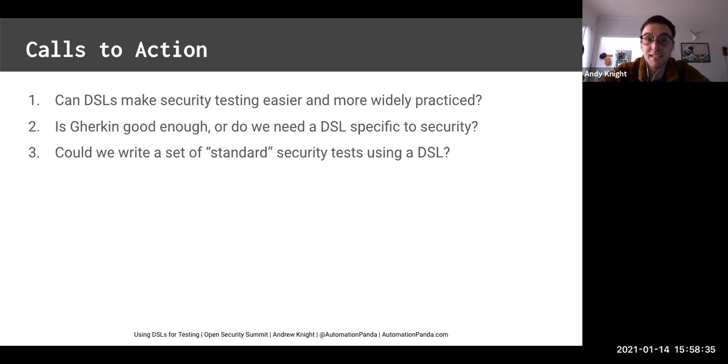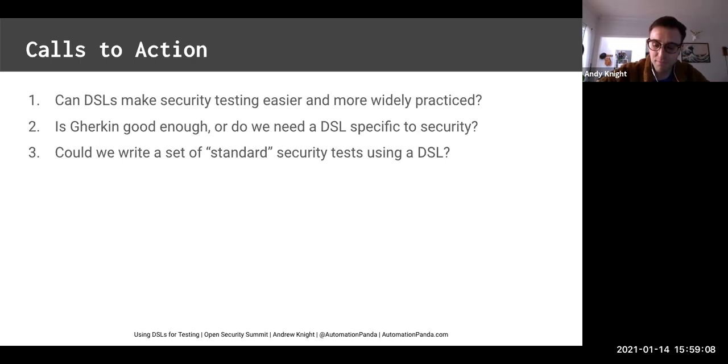First of all, can DSLs make security testing easier and more widely practiced? If we have good DSLs for security testing, would that encourage regular tester people like me to consider security vulnerabilities more and to be able to automate tests for that more readily? Second thing, is Gherkin a good enough DSL, or do we need a different one? Do we need something a little bit more specific to security? Or is Gherkin good enough and we can just roll with it?